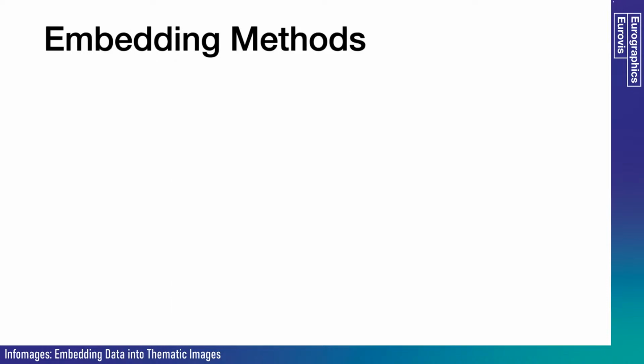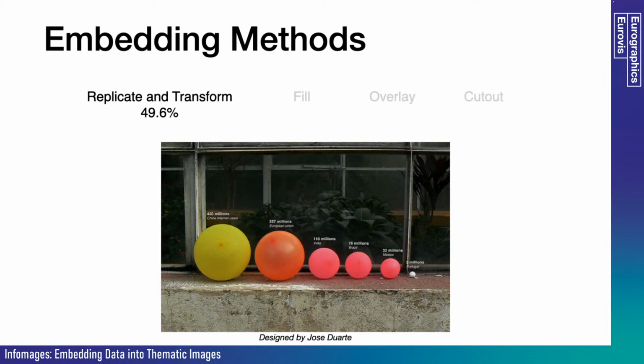Next, we categorize the graphics into 4 categories based on the method used to embed the chart into the image. The first and most widely used technique is the replicate and transform technique, which was present in about 49.6% of the graphics. In this method, an image object is replicated and then transformed by resizing or repositioning it. In this image, we consider the balloons to have been replicated, resized to represent data values, and repositioned in descending order of the data values.